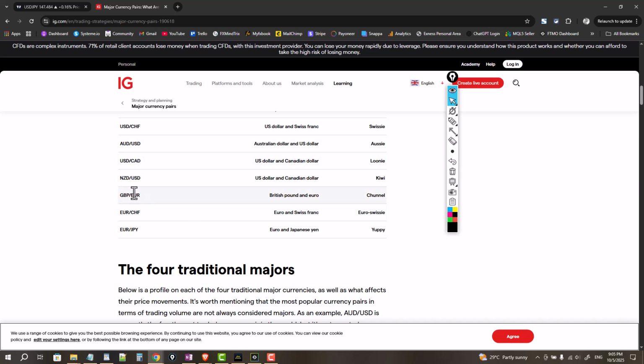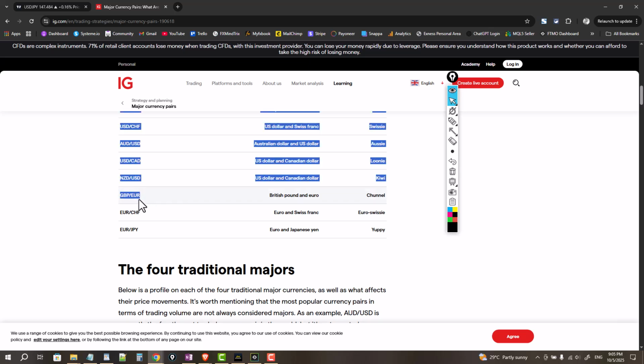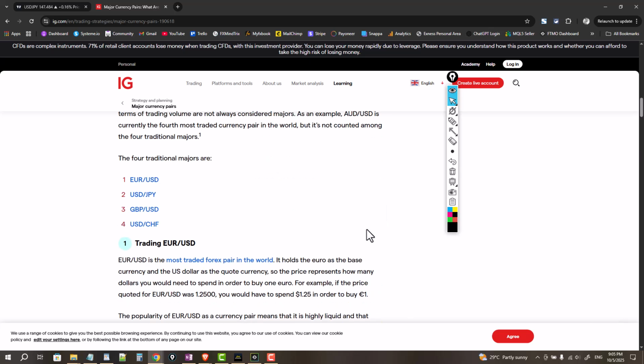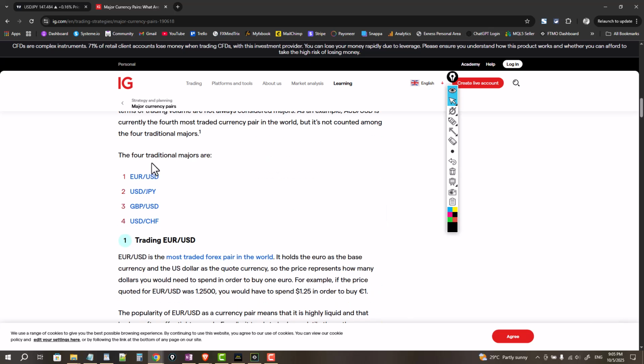We've got a couple of currency pairs which are considered the majors, but they don't include the USD in the pair, which are the exceptions to the rule, okay? Which is the GBP against the Euro, Euro CHF, Euro JPY, okay? Now, traditionally, when you hear people talking about the majors, more often than not, these are the four currency pairs that they're referring to.